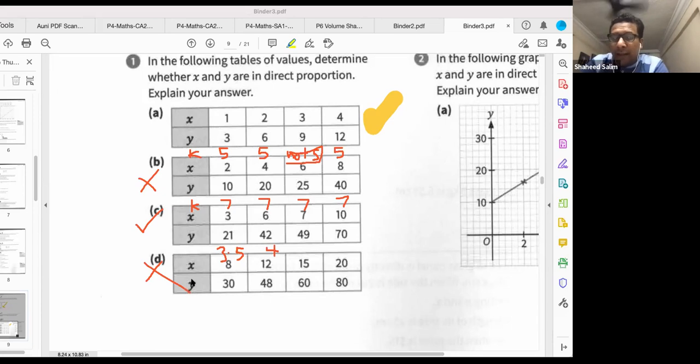You know the method, very simple. Take y divided by x. Can I take x divided by y? Can also, no problem. 1 divided by 3 is 1/3. 2 divided by 6 is 1/3. 3 divided by 9 is 1/3. 4 divided by 12 is 1/3. Can also, because sometimes you do not know which one is x and which one is y. So it's okay. All right, we move on to the next one.